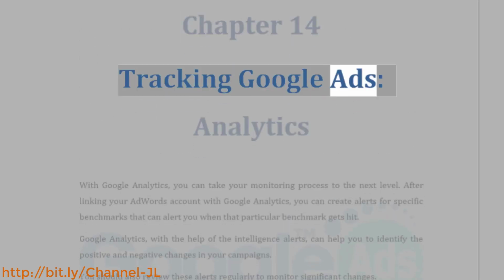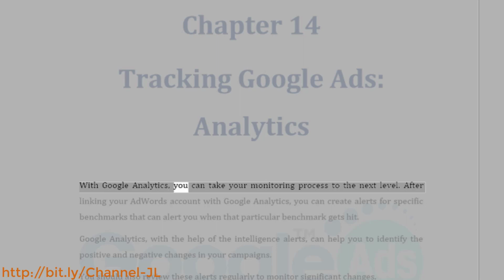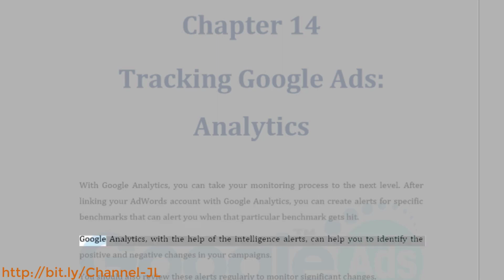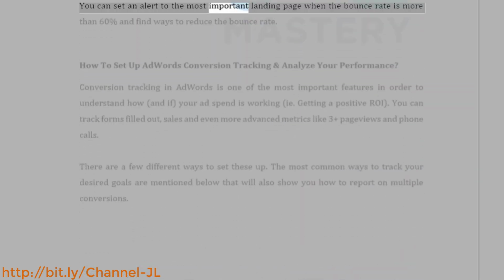Chapter 14: Tracking Google Ads, Analytics. With Google Analytics, you can take your monitoring process to the next level. After linking your AdWords account with Google Analytics, you can create alerts for specific benchmarks that can alert you when that particular benchmark gets hit. Google Analytics, with the help of the intelligence alerts, can help you to identify the positive and negative changes in your campaigns. You should also review these alerts regularly to monitor significant changes. You can set an alert to the most important landing page when the bounce rate is more than 60% and find ways to reduce the bounce rate.